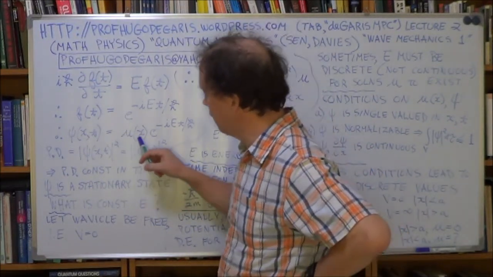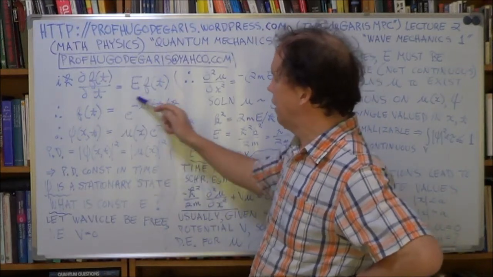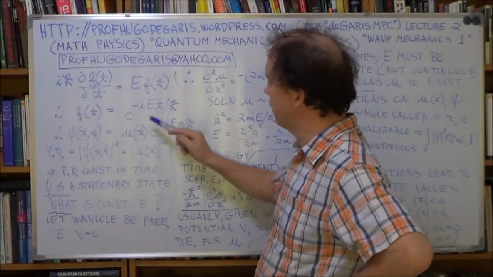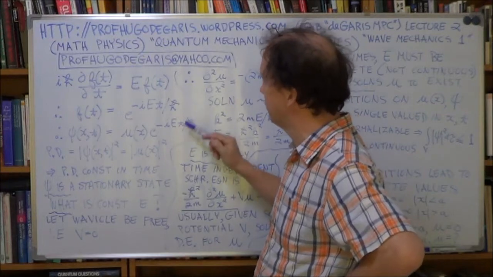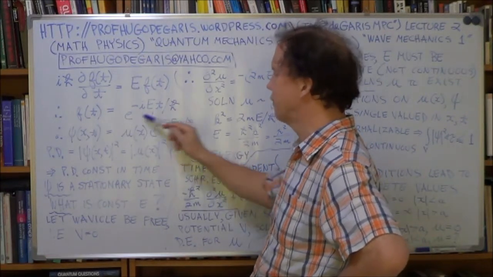Well, whatever it is, put it in here, and you know your F is of this form, so it's exponential minus iEt divided by h bar, right? It'll be of this form.